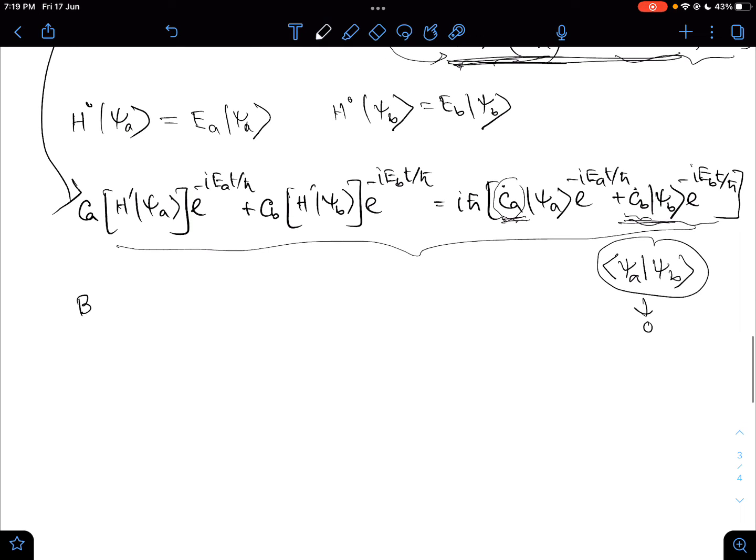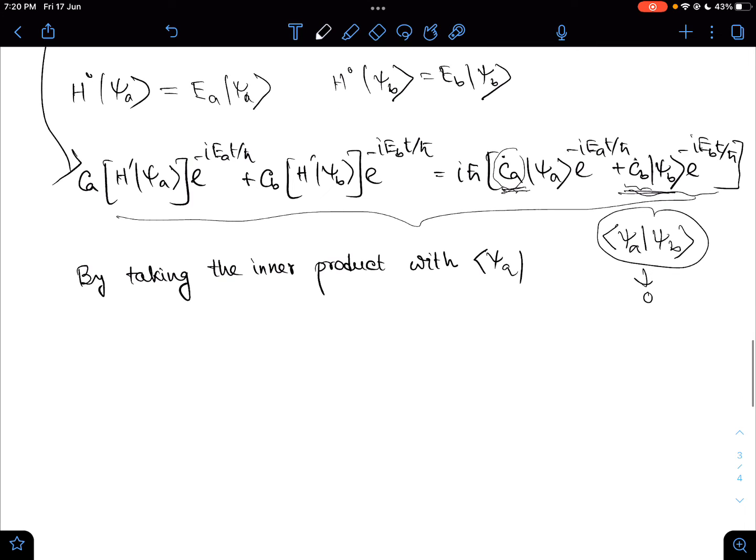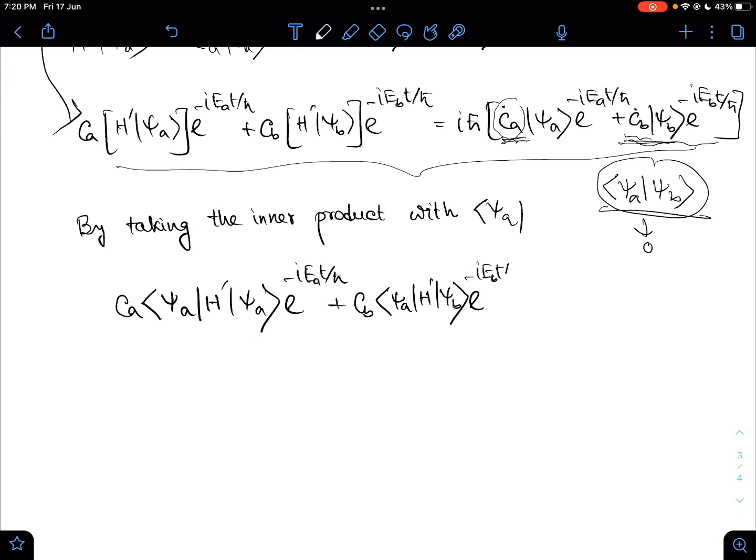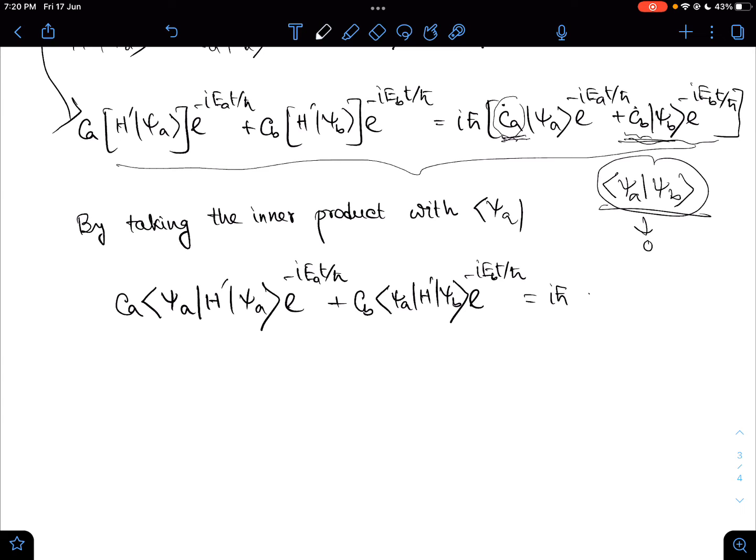So basically this is a standard trick. By taking the inner product with psi A and using this orthogonality, we will get CA psi A H prime psi A e to the power minus i EA t by h cut plus CB psi A H prime psi B e to the power minus i EB t by h cut, and here we have i h cut CA dot. So psi A psi A will give us 1, and we will have e to the power minus i EA t by h cut, and in the next term psi A psi B will give us 0.